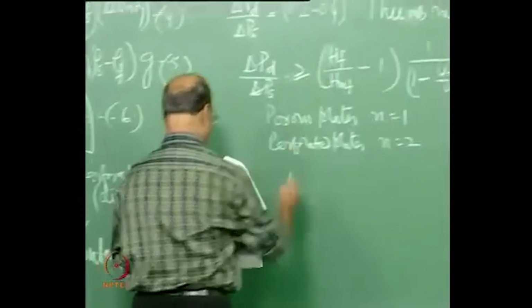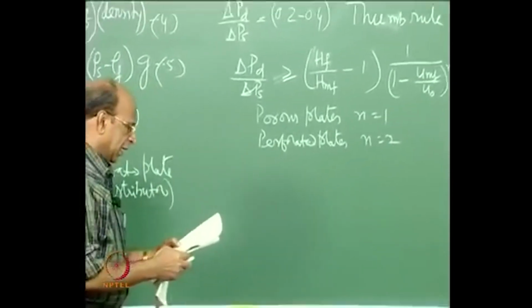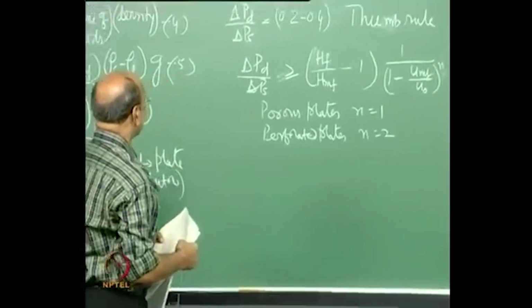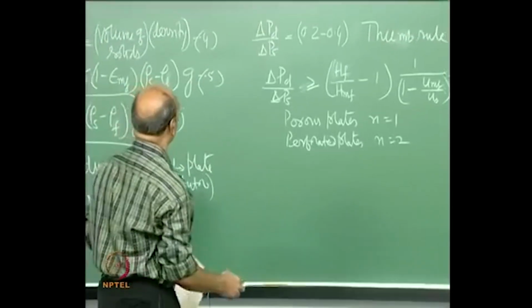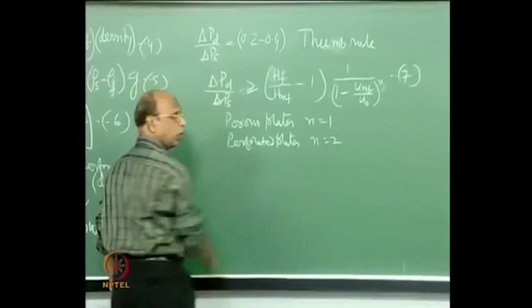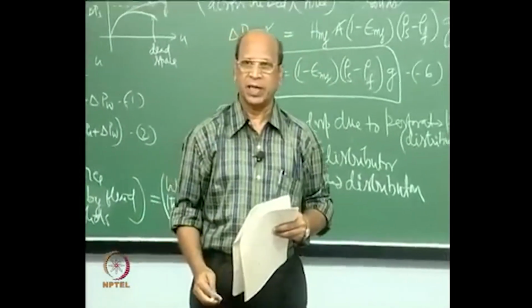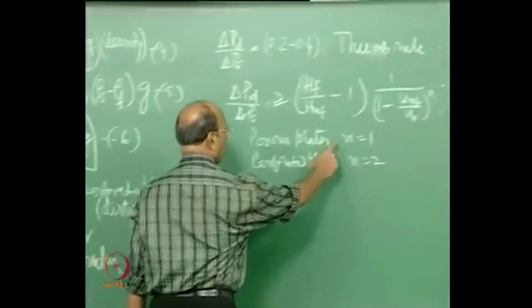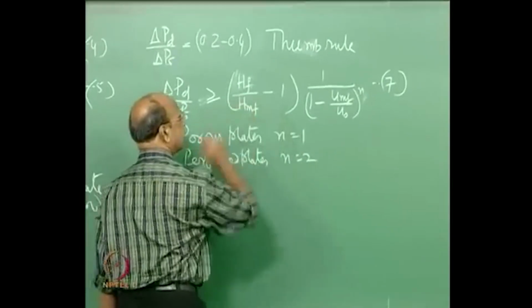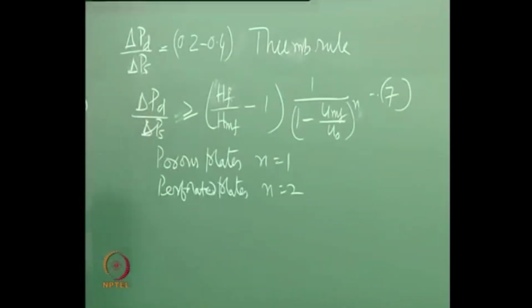So, this is the one equation, and there is another thumb rule saying that if you are very close to UMF, you just use only 0.15. Those are all details which we do not have to discuss. This is what you can just remember for porous plates and perforated plates. This is the equation which can be used to calculate delta PD, because delta PS is from this equation.